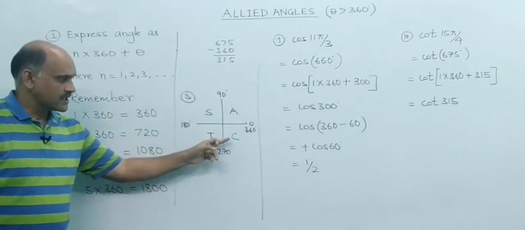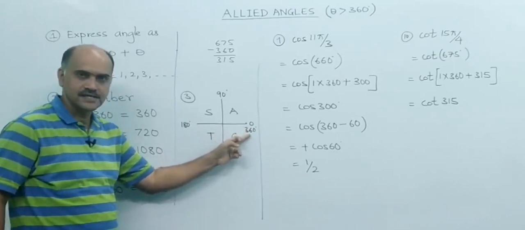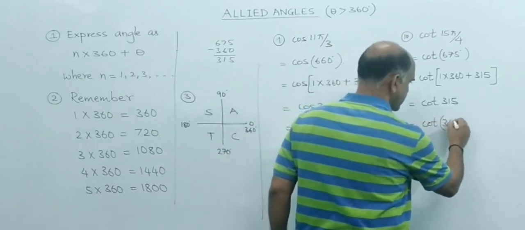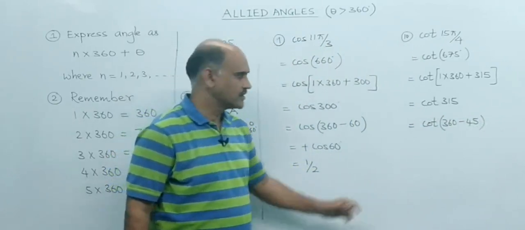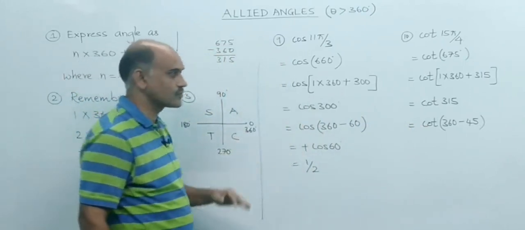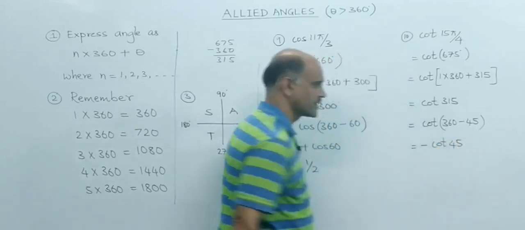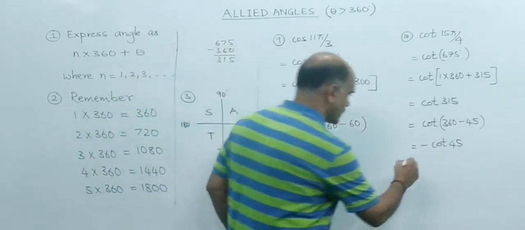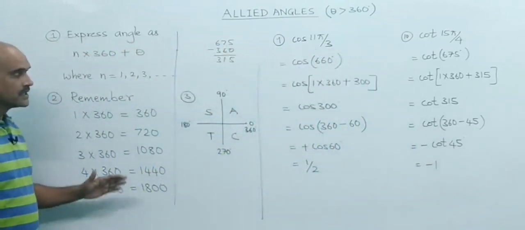So cot 315 comes in the fourth quadrant. In the fourth quadrant, 315 is written as 360 minus 45. So cot of 360 minus 45. In the fourth quadrant cot is negative. Cos and secant are positive. So cot is negative, so this will be minus cot 45. Cot 45 is 1. So the answer is minus 1. Clear, students?